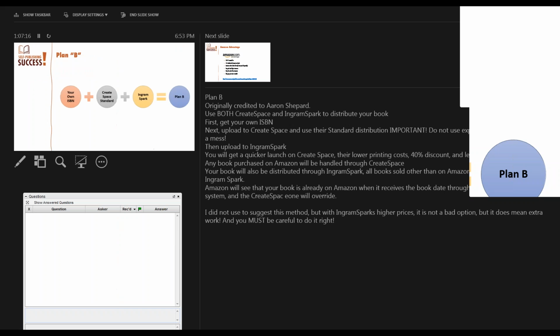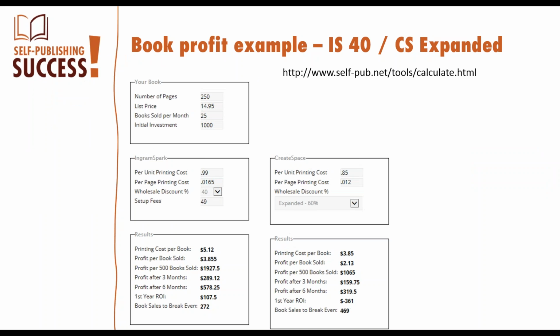So let's look at pricing. I'm going to backtrack two slides. I had them out of order. My apologies. So let's look here. This is a little calculator I have on our website at selfhub.net. And you can look under the tools, resources, and calculate, book profit calculator.